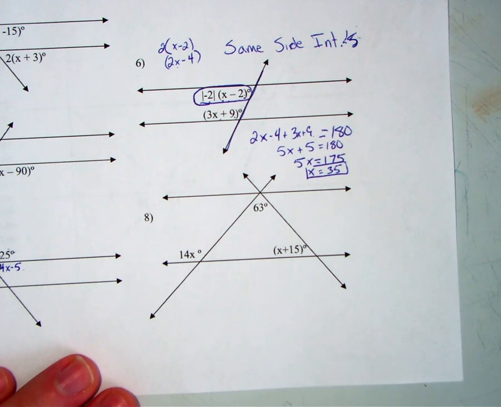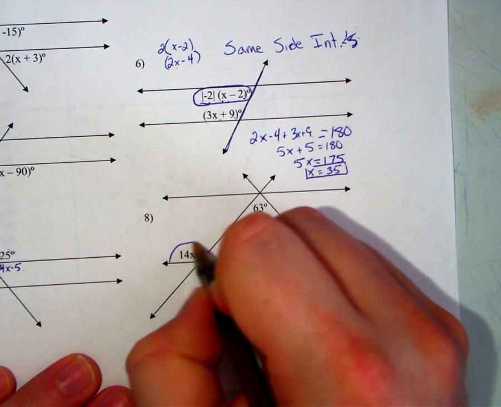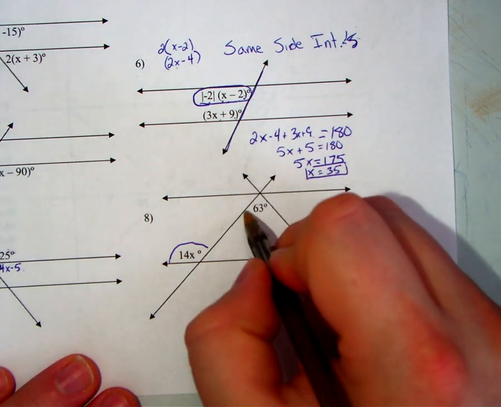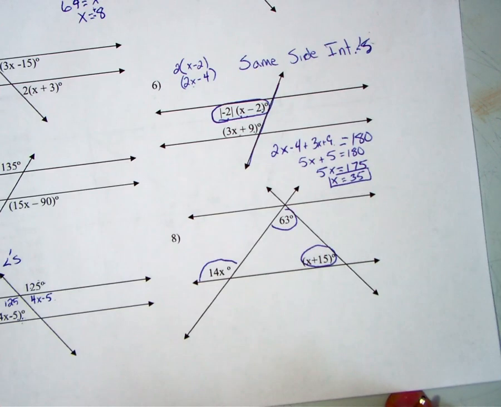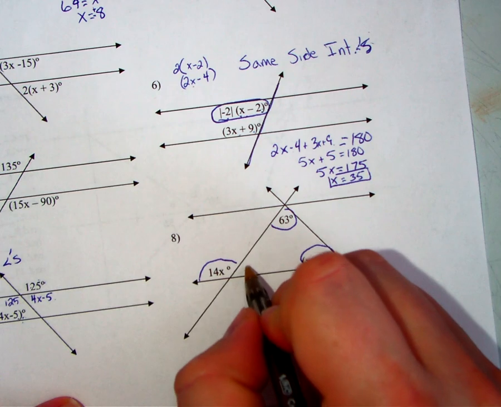Number 8. Number 8 is our application of the exterior angles theorem. And so we should remember that an exterior angle is equal to the sum of the two remote interior angles. Well, what do we mean by remote? We mean not adjacent to. The interior angle that is adjacent to that exterior angle would be this one right here.